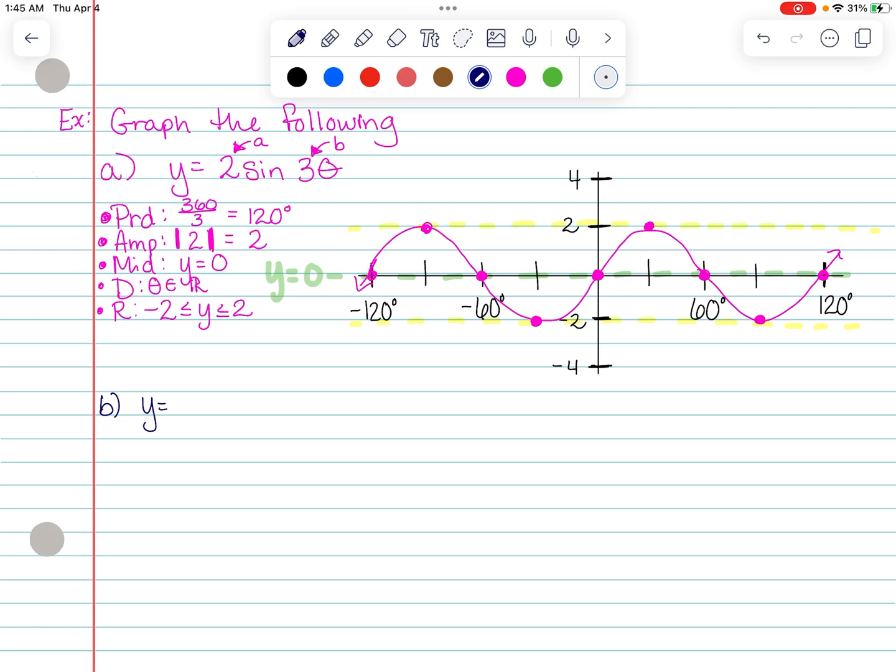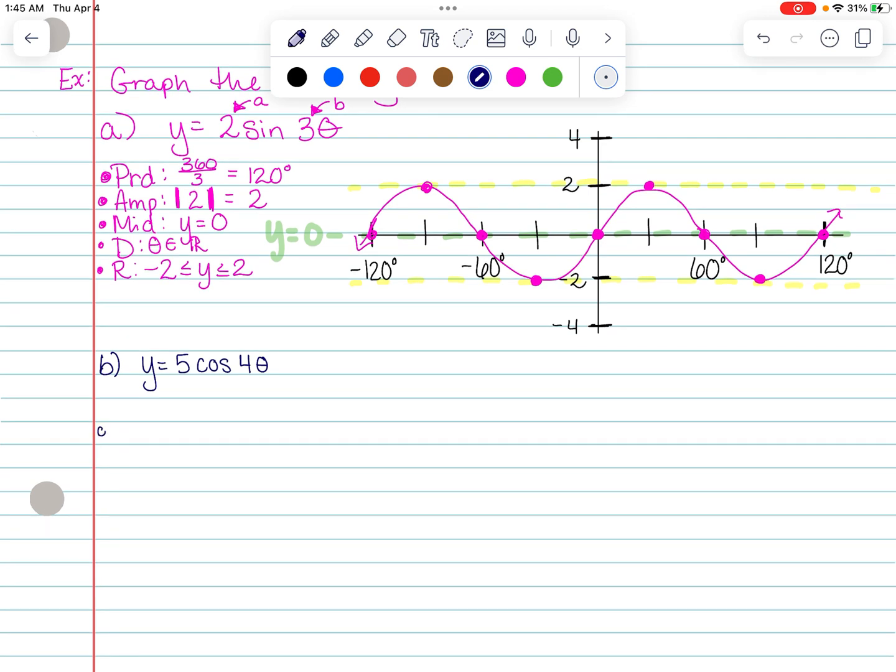Okay, let's try another. Y equals 5 cosine 4 theta. Again, we got our 5 things always.